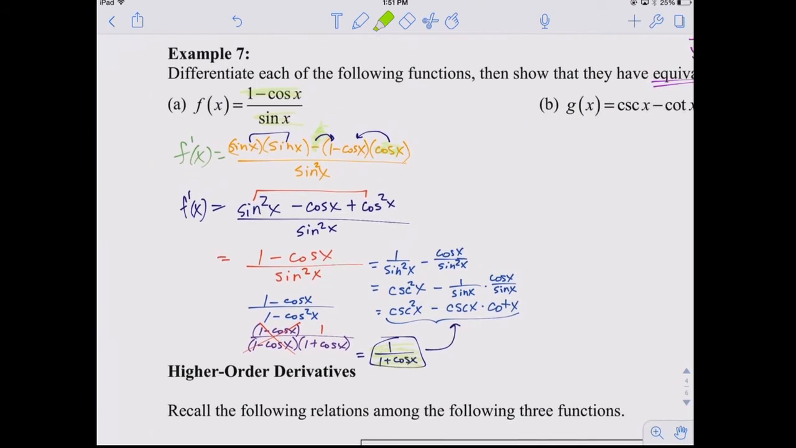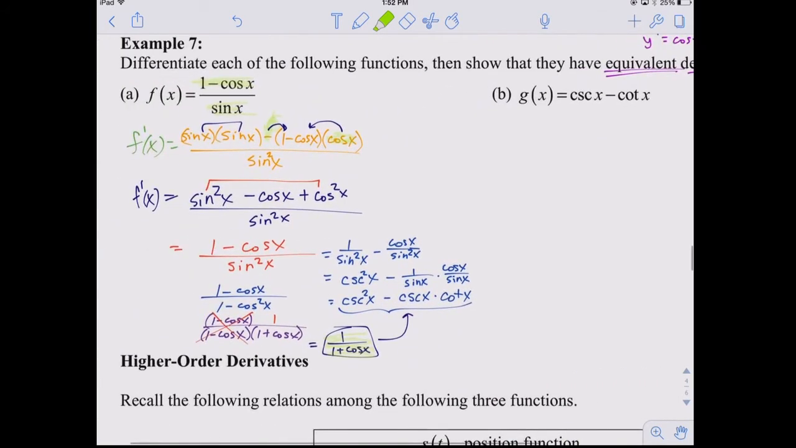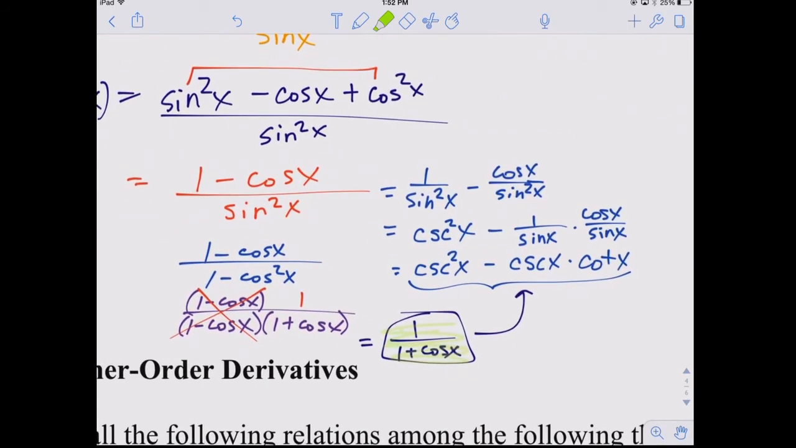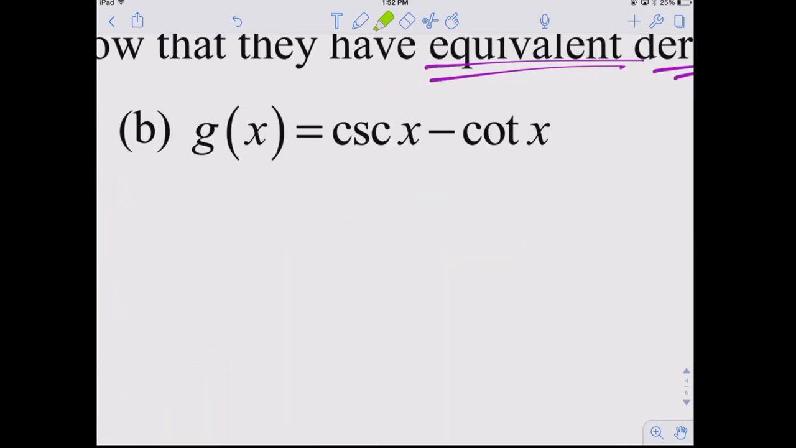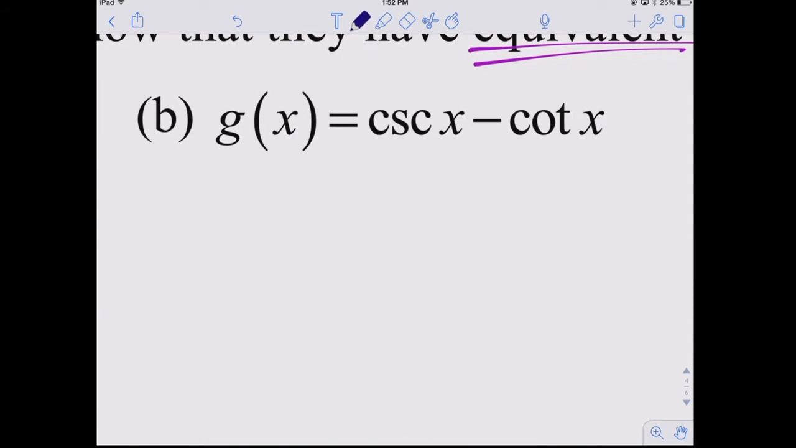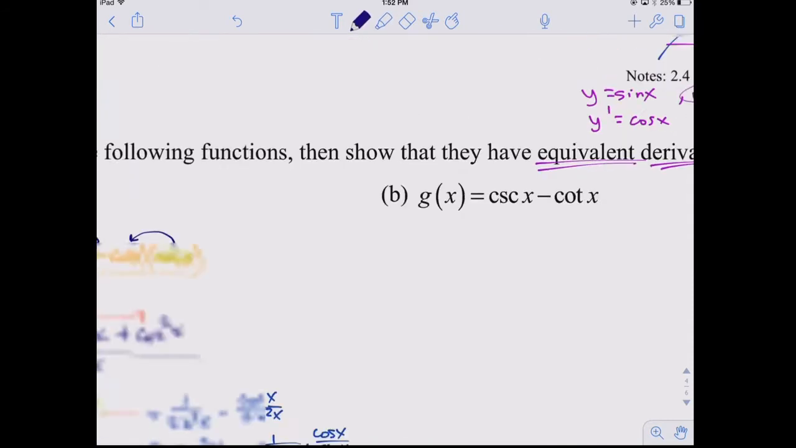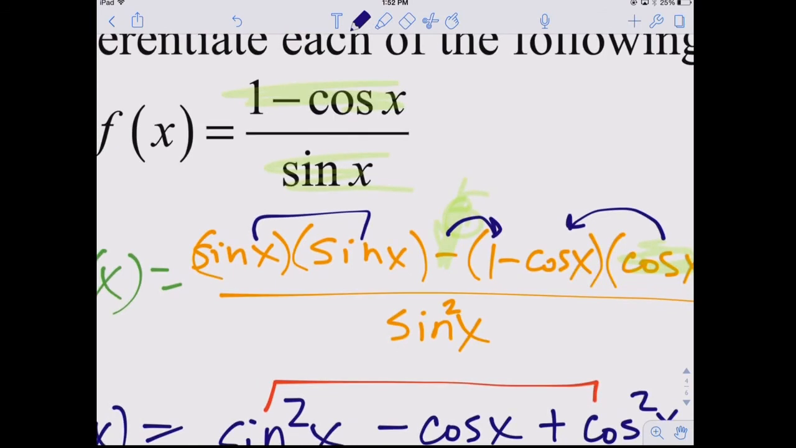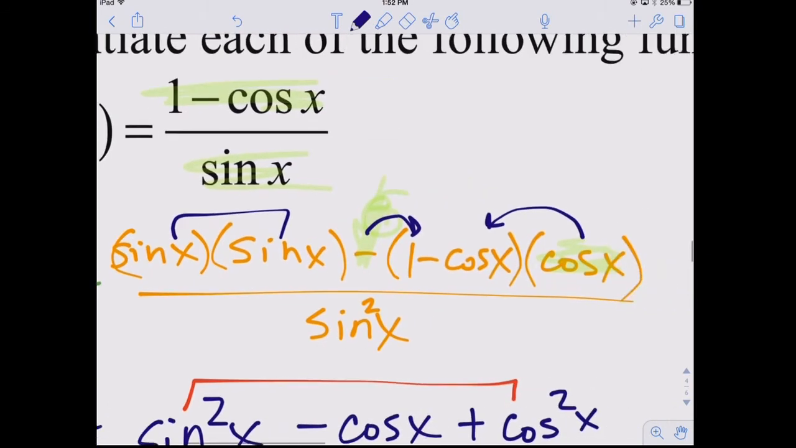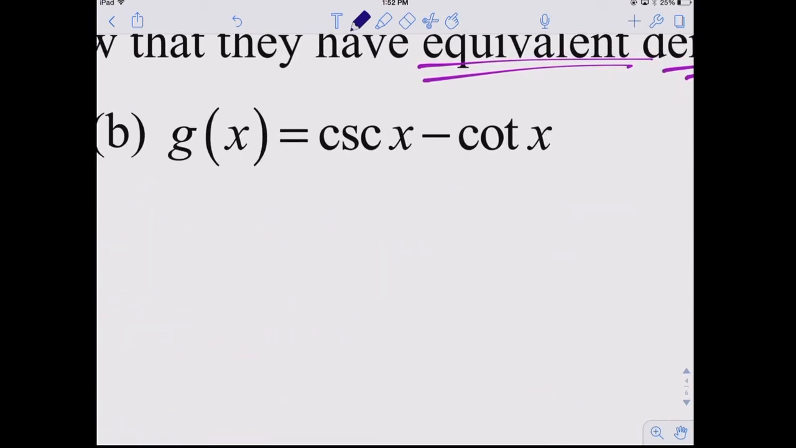I forgot what the question was asking us. It says differentiate the following and show that they have equivalent derivatives. Well, we have a lot of different versions of the derivative of this one that we can compare the derivative of the other one to, yeah? All right, let's come over here. G of x equals. Wait a minute. They're telling us that the derivative of this, which started off in terms of sine and cosine, is going to have the same derivative as this? I'm a skeptic. I need proof.